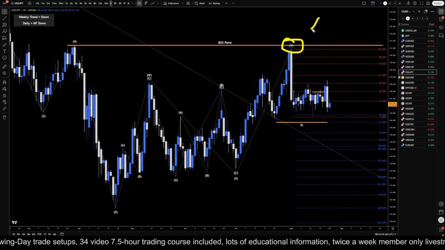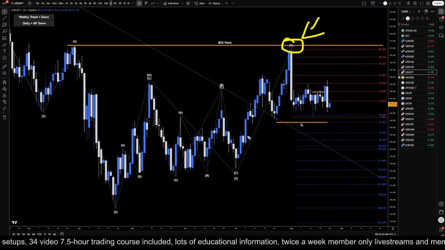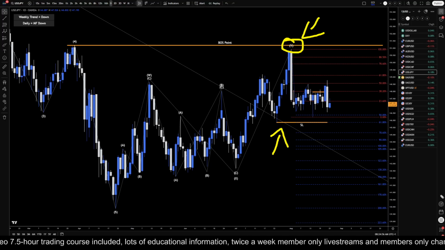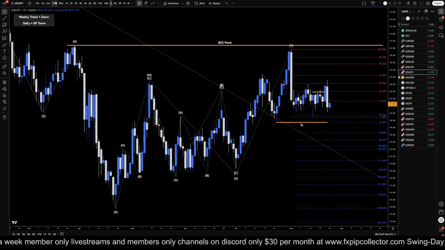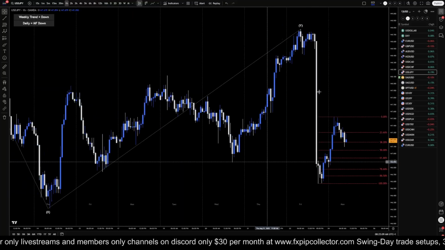If this right here is the end of a correction, which it looks like it is, then it needs to go down and take out this low. This is the break of structure that is going to prove to me that we're back in a downtrend all the way up on the weekly and maybe even monthly time frame, which we obviously do not have yet. And we are obviously still in a very tight range.